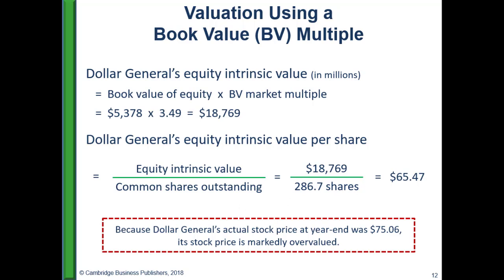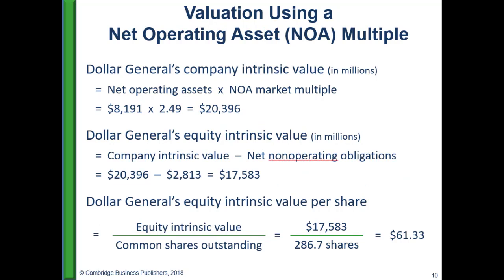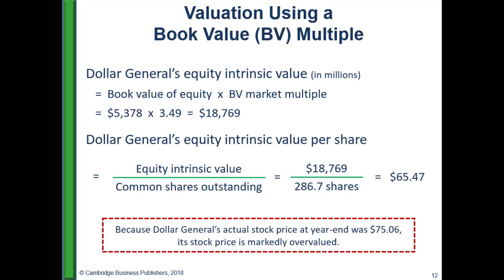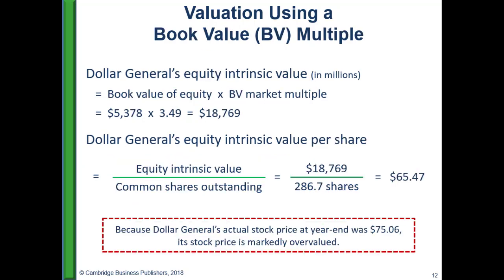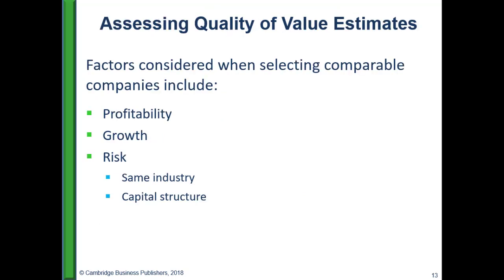And we get a similar result here using NOA, $61.33. It's a little lower. $65.47 based on book value, $61.33 based on our net operating asset model. But either way, it's not a good investment because the stock price is $75.06. And you don't have to necessarily use balance sheet value, book value, but rather you could also use profitability, growth, or risk measures. But the problem is you can only do one thing at a time.